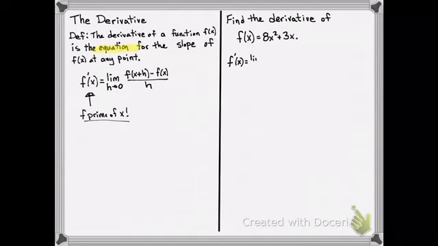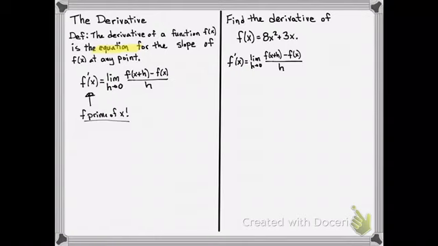So our derivative is simply going to be this limit that we worked on in the previous video, the limit as h approaches 0 of f of x plus h minus f of x all over h. Our job is to just plug it in and then work through this limit the same way we've worked through the limits in previous lessons.